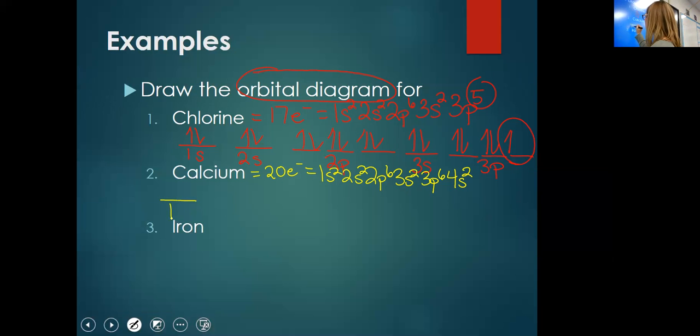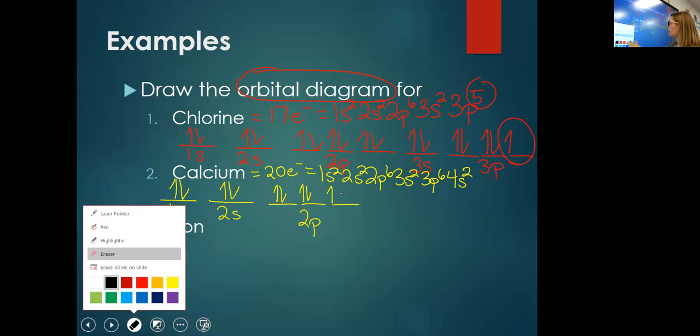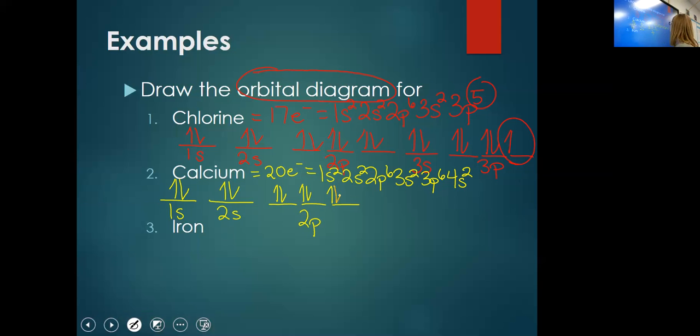So 1s just has 1 orbital. We put 2 electrons in there, so spin up, spin down. 2s has just 1 orbital, 2 electrons go in there. 2p has 3 orbitals, so 3 lines or 3 boxes. We will put a total of 6 electrons in there, so those are all paired. Sorry, that arrow was a little bit messy. Oops, wrong color. There we go.